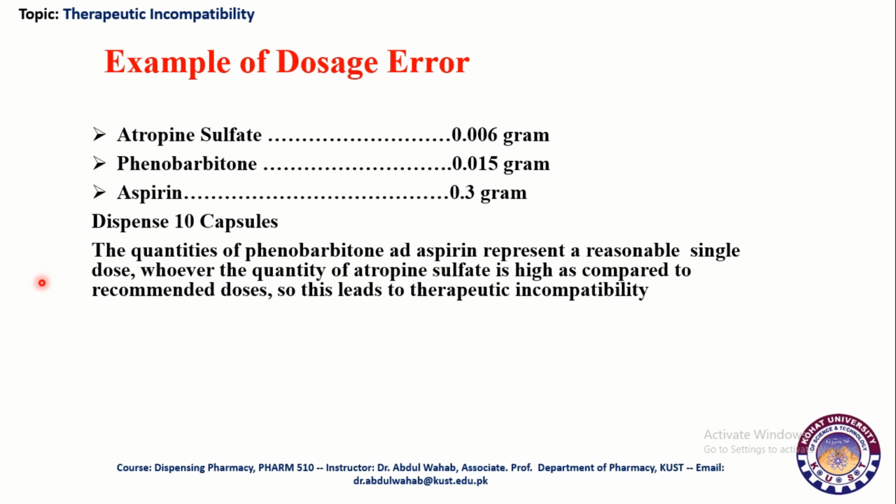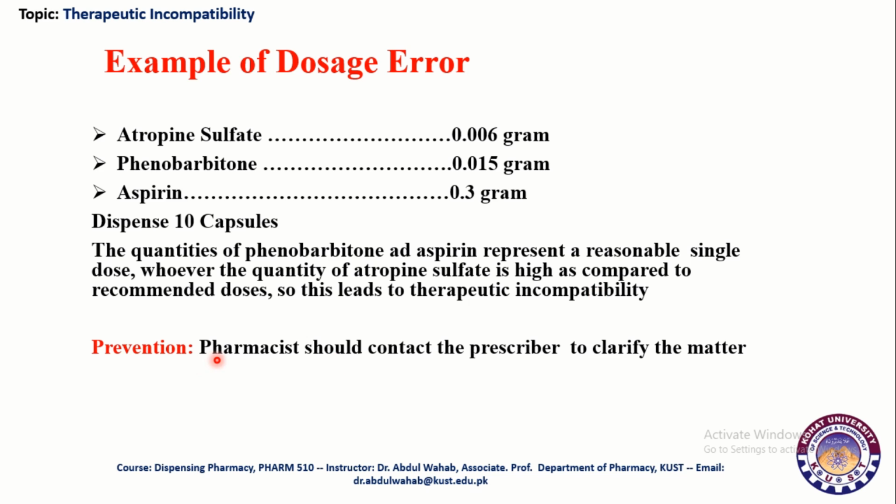So in this case, the quantities of phenobarbital and aspirin represent a reasonable single dose. However, the quantity of atropine sulfate is high as compared to the recommended dosage. So this leads to therapeutic incompatibility. Prevention. Pharmacists should contact the prescriber to clarify the matter. If there is ambiguity in the prescription, it is the responsibility of the pharmacist to contact the prescriber to clarify the matter.